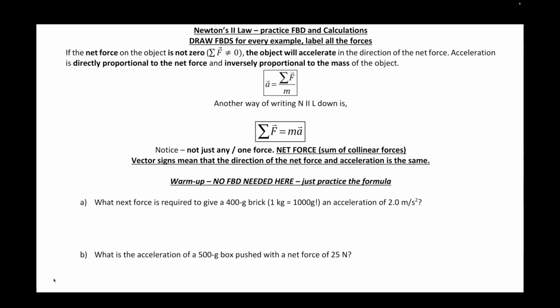Welcome back. Now on to Newton's second law. Newton's second law is basically the extension of Newton's first law. Newton's first law, the inertia law, says that if the forces are balanced, then the object is going to keep doing what it was doing. An outside, unbalanced external force is needed to change the state.